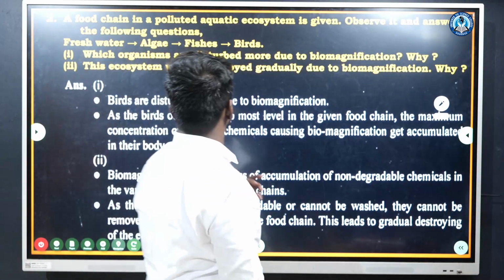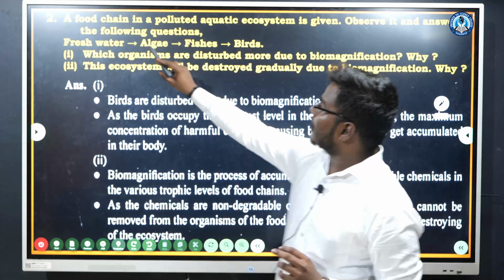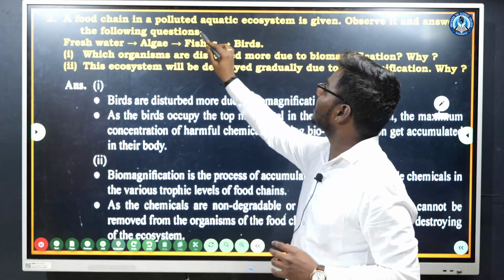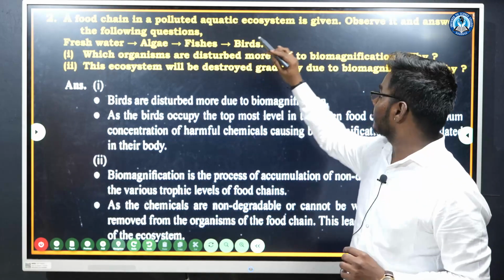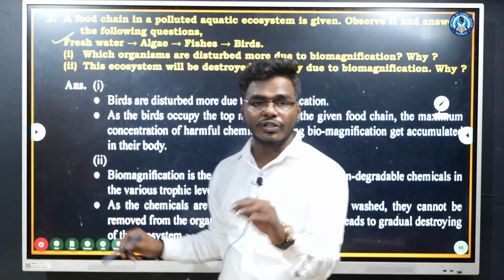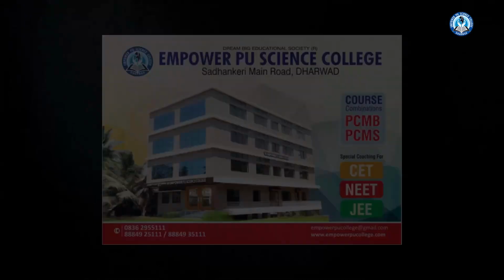So the next question is, a food chain in a polluted aquatic ecosystem is given. So the food chain is given.